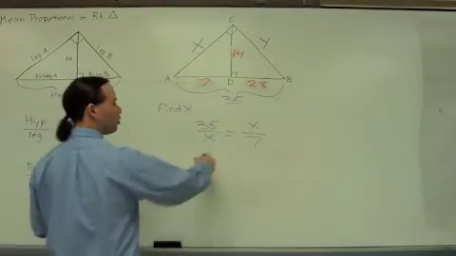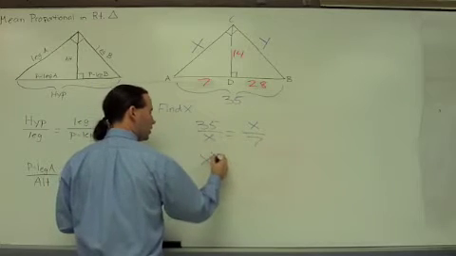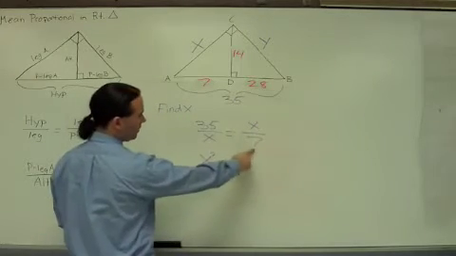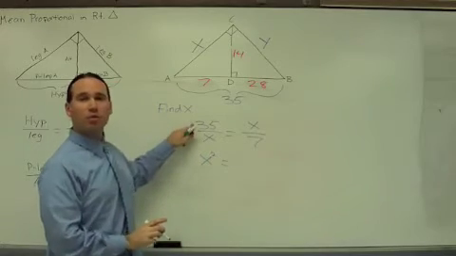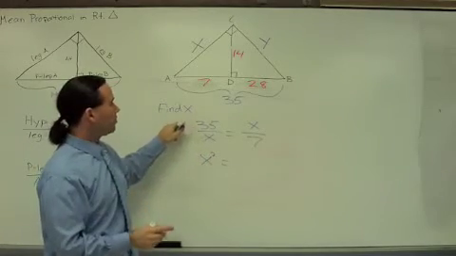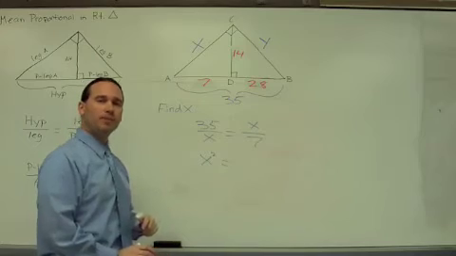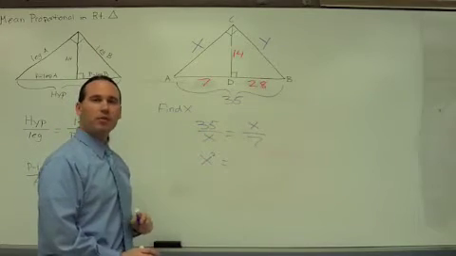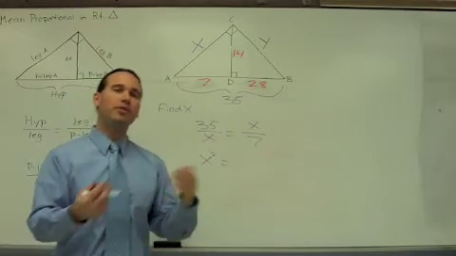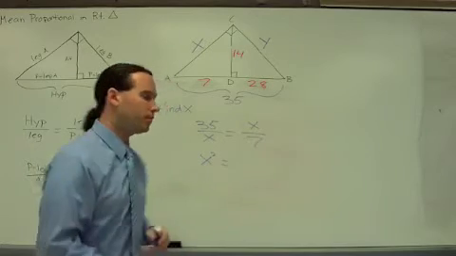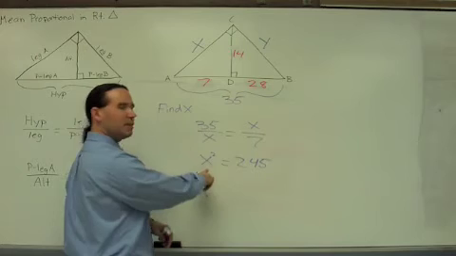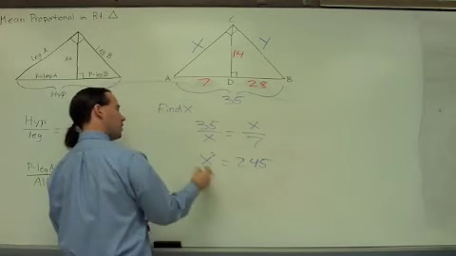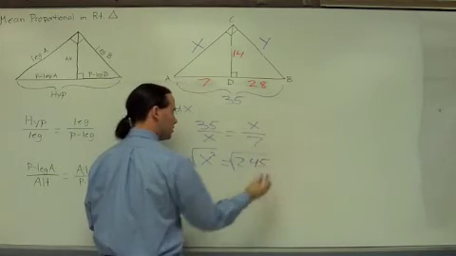So in this case, when we cross multiply, we have X squared equal to 7 times 35. Well, 7 times 3 is 21. So 7 times 30 is 210. 7 times 5 is 35. So we've got 210 plus 35, 245. But that's X squared. We need to find X, so we're going to take the square root of both sides.